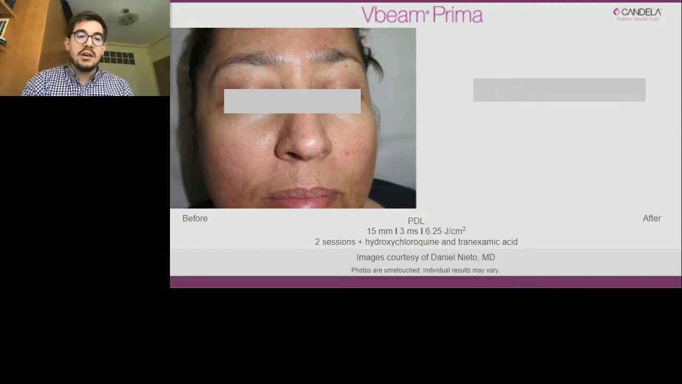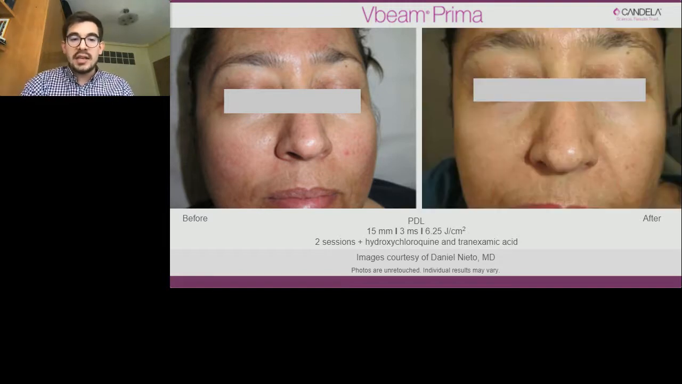This is a 30-year-old patient with lupus rosacea and also melasma. She was taking hydroxychloroquine for the treatment of the lupus, and she was also taking oral tranexamic acid for the melasma. I decided to use also the subpapillary settings to treat the rosacea with the 15 millimeter spot, 3 milliseconds, and I reduced the fluence to 6.25 joules per square centimeter, mainly due to the phototype of the patient and also because I didn't want to create a flare of the lupus or the melasma.